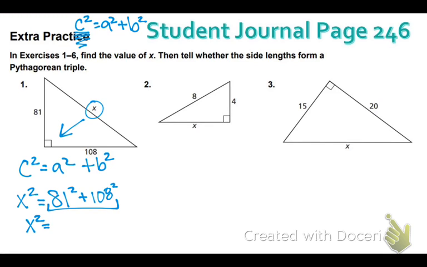What do you got? 18,225. That's what x squared equals. How do you get x by itself? What's the opposite of squaring? The square root is the opposite of squaring, so you're going to take the square root of both sides.